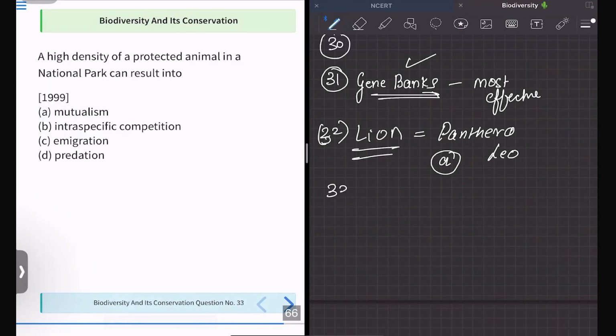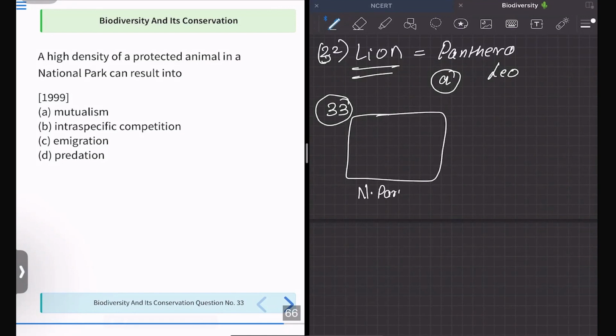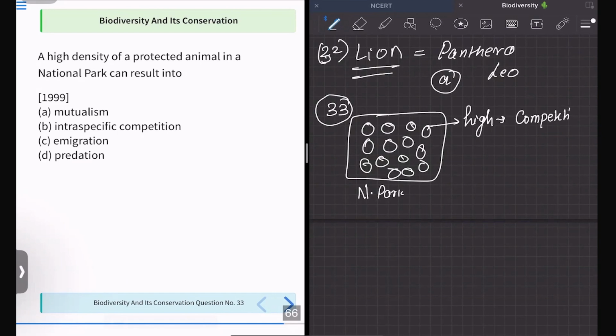So let us move to our question number 33. In question 33, they are saying: a high density of protected animals in a national park can result in. We have actually discussed this concept, but let us revise again. This is a national park, and there is a high density of animals. That means there are many, many animals being protected and preserved here. If there is high density, there is going to be competition for utilizing the resources and surviving. So there is going to be high competition. The only option that is matching is option B.